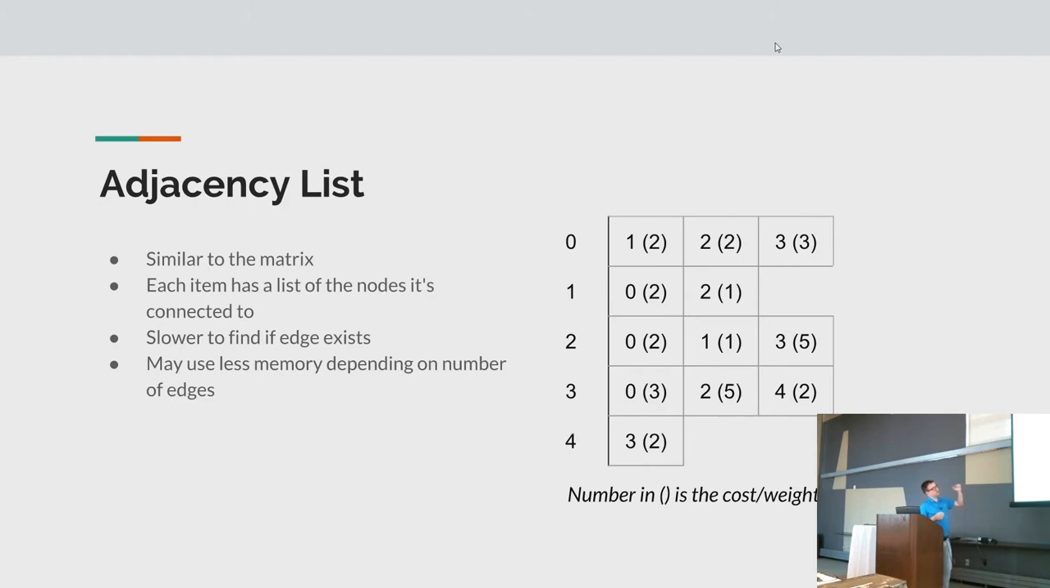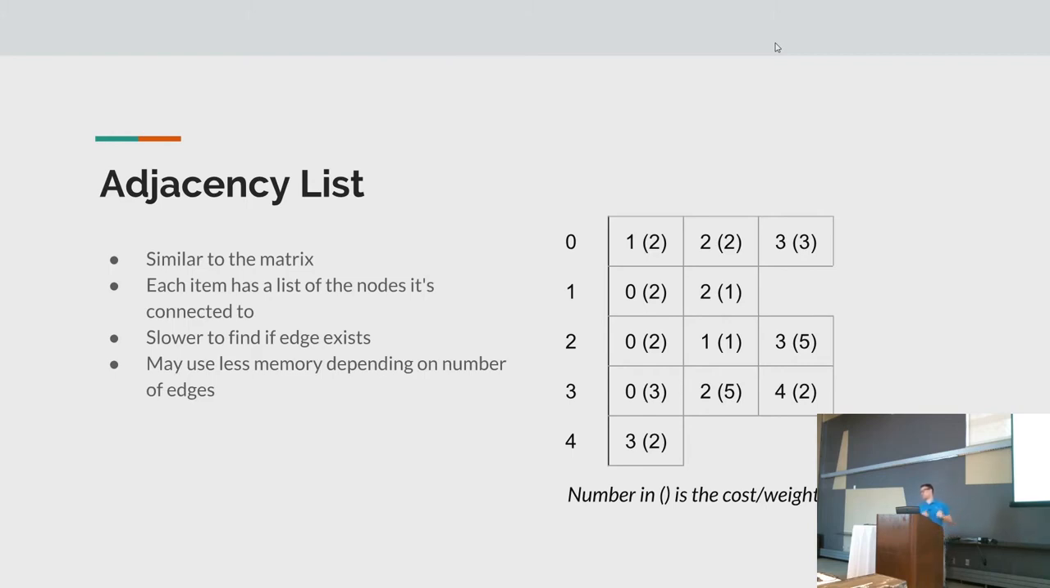So I can see that node 0 is connected to node 1, node 2, and node 3. With those connections, you usually carry the cost as well. Here, the weight is noted in the parentheses. To go from 0 to 1, it costs 2. If I want to go from 0 to 2, it costs 2. Things like that.